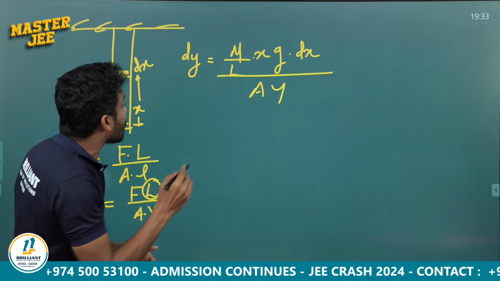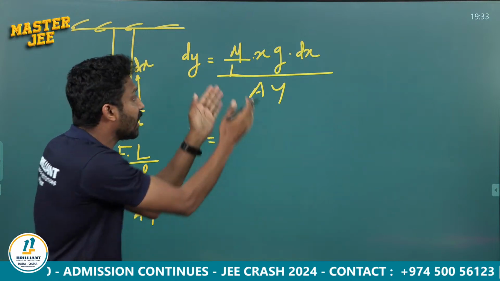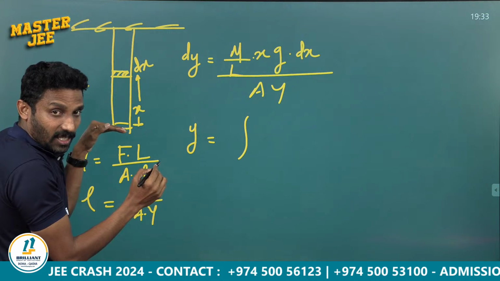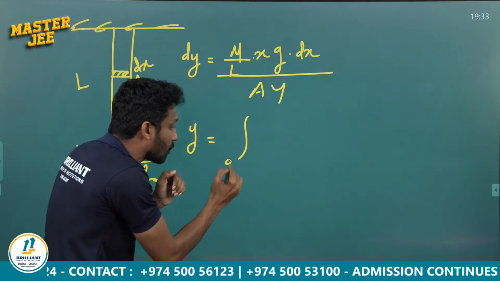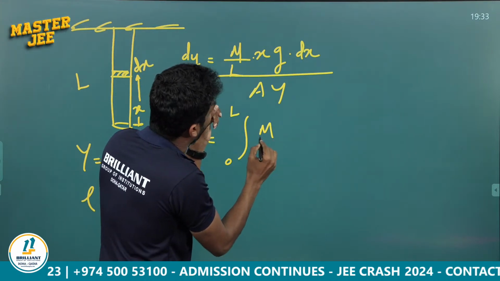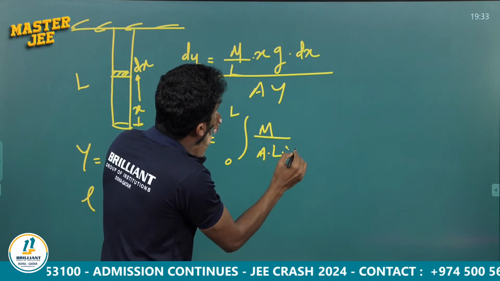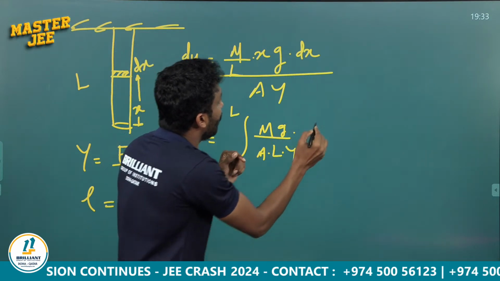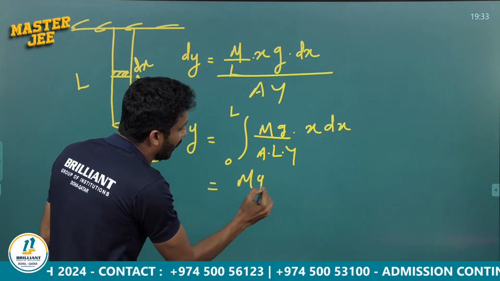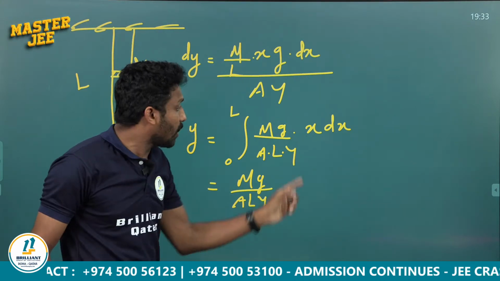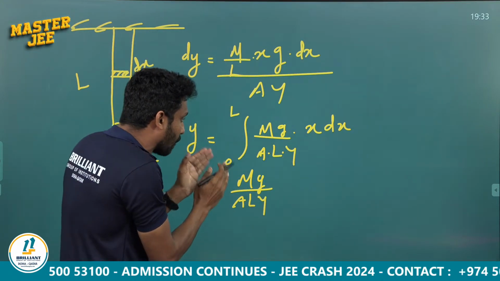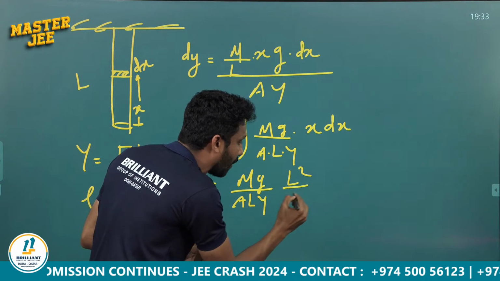All those dx parts have elongations. And what is the total elongation? The total elongation y is equal to the integration of this quantity from x equal to 0 from this end, to x equal to L. These quantities are constants: m divided by A L Y, then g, then x dx. Understood? The constants are taken out: m, g, A, L, Y. What's the integration of x dx? The integration of x dx is x square by 2, and putting the limits from 0 to L, it becomes L square by 2.